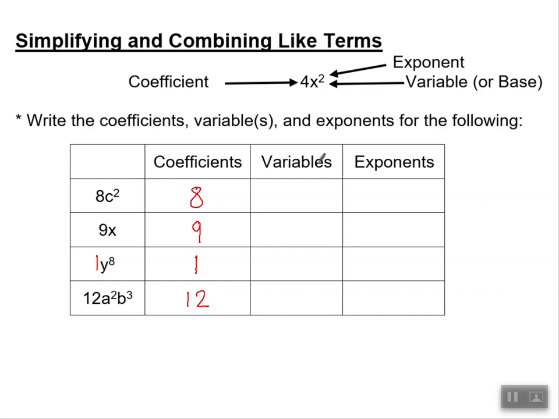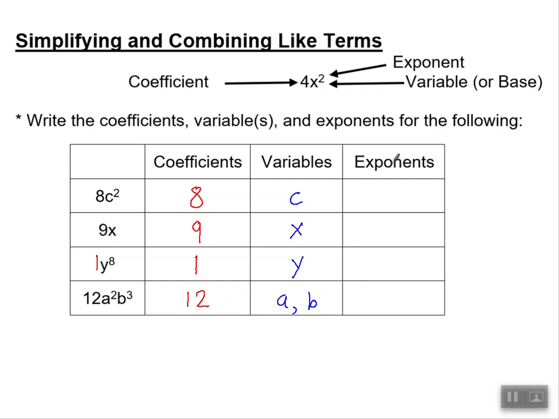The variables are our letters. The letter in this first term is a C. The letter in the second term is an X. The letter or variable in the third term is a Y. And there are two variables in my last term, an A and a B. So I will list them both.